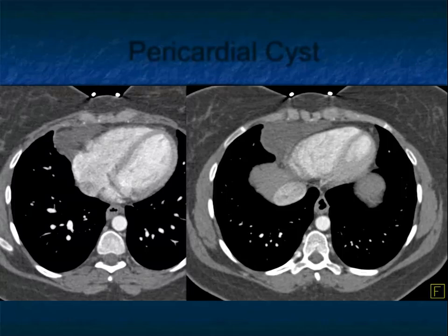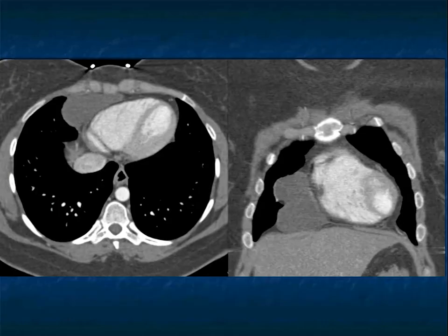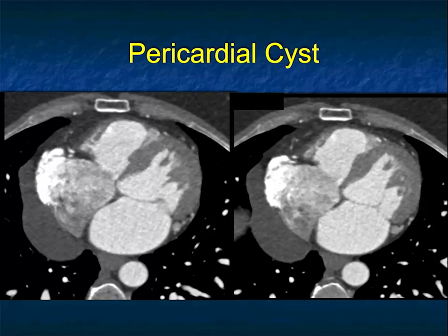Sometimes the challenge, depending on location, is distinguishing a pericardial cyst from a bronchogenic cyst from an esophageal duplication cyst. But here it is very nicely along the right cardiac border, sitting right by the diaphragm, a classic pericardial cyst, and the coronal view is particularly helpful, showing you that lesion. It's not a metastasis, it's not an implant. It's a pericardial cyst.